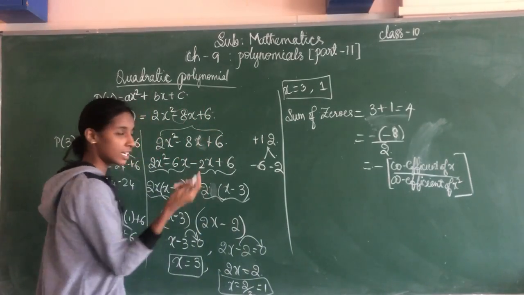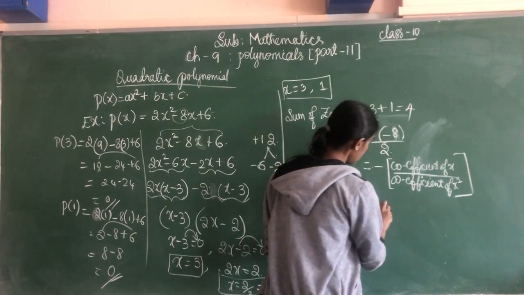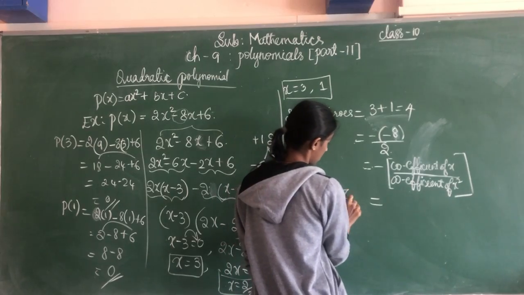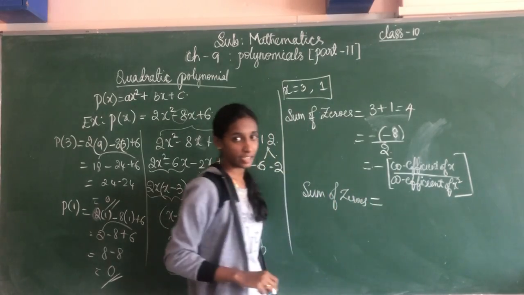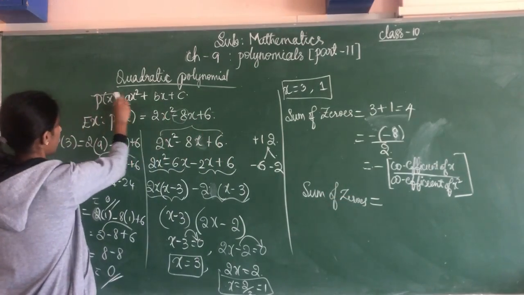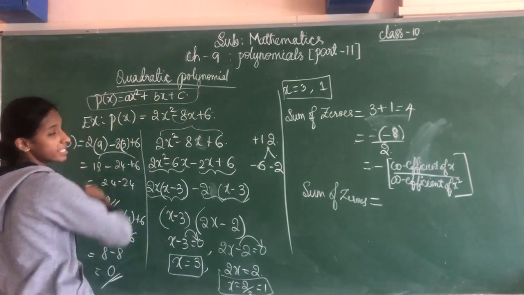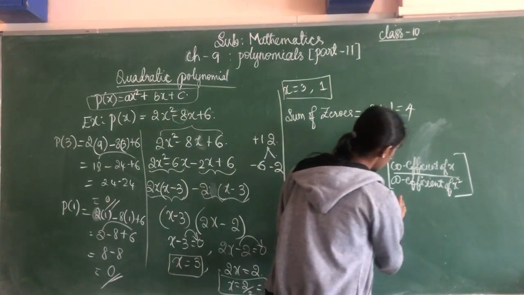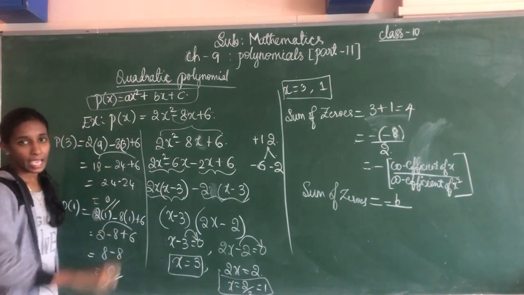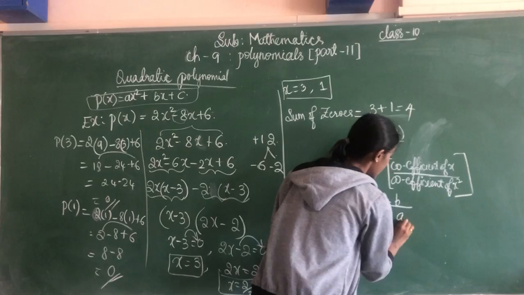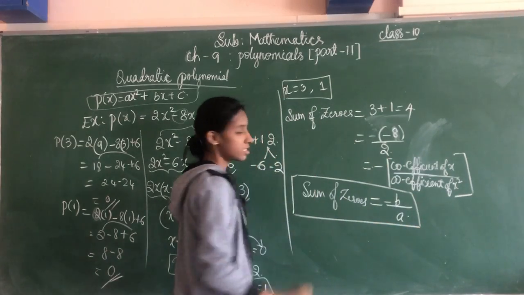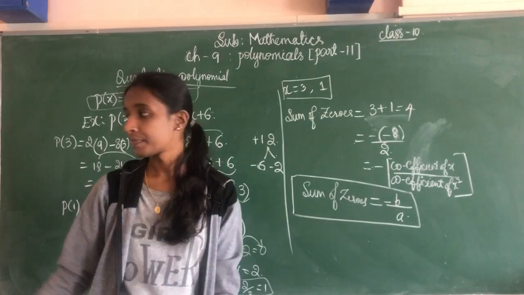In general, if I write sum of zeros in general form, what is coefficient of x? This is the general form, right? Coefficient of x is b. So it is minus b divided by coefficient of x square, which is a. So the formula is minus b by a for sum of the zeros.